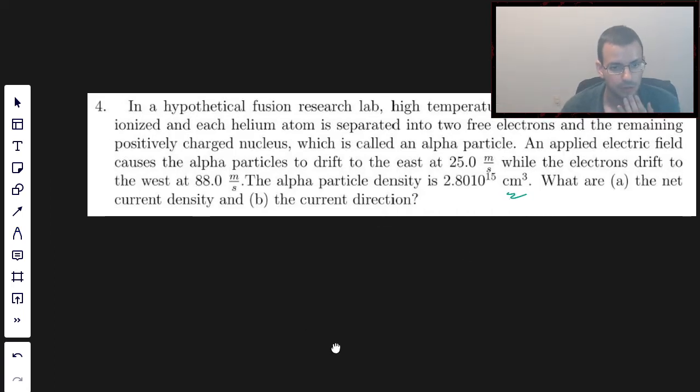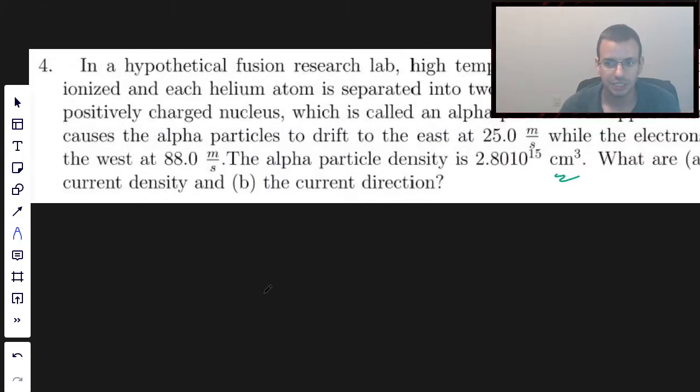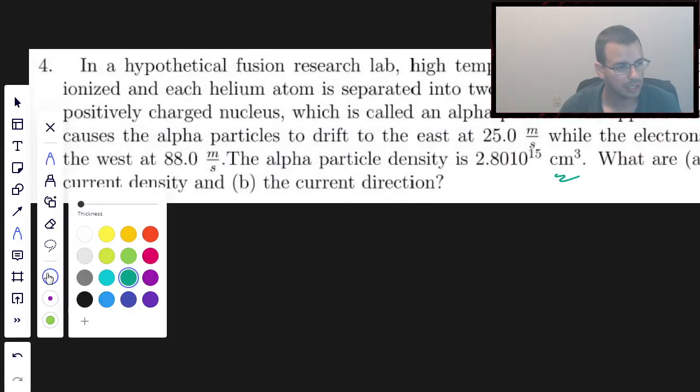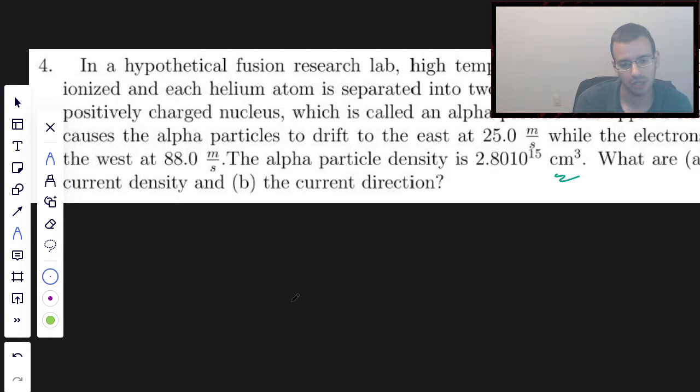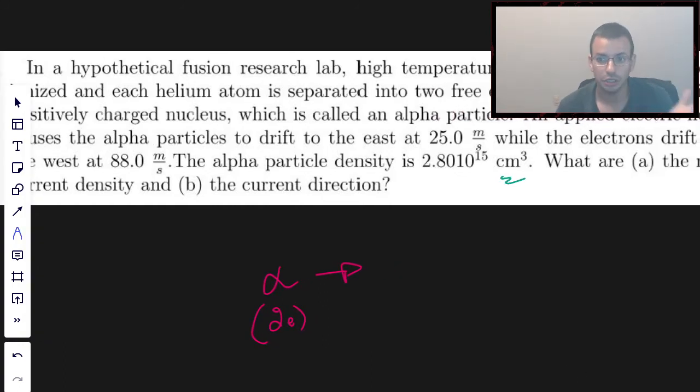Okay, so we can start with either the two protons or the electrons, it doesn't matter. We're going to start with the alpha particle, the nucleus, and I'm going to say it's moving this way to the east. I'm going to write a little 2e right below it, just to know that it has a charge of 2 electrons, because the helium atom started as neutral. You lose two electrons, now its charge is going to be the same but opposite.